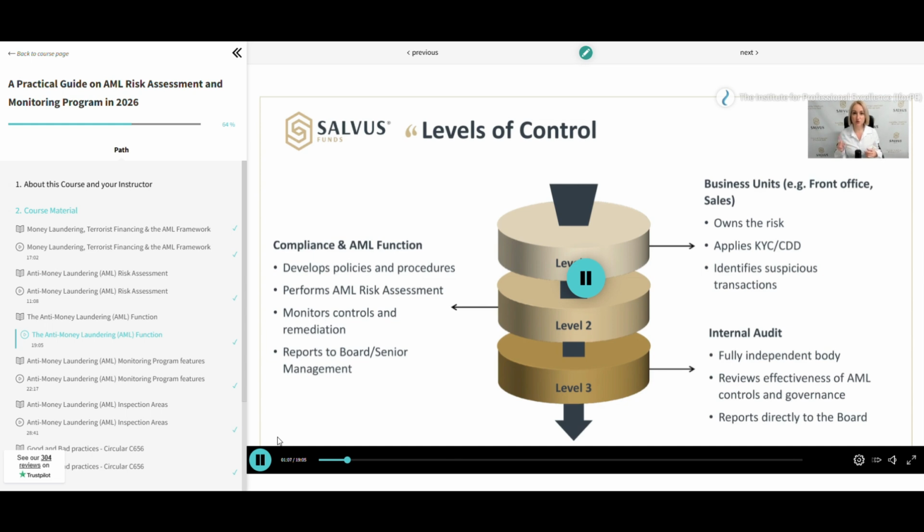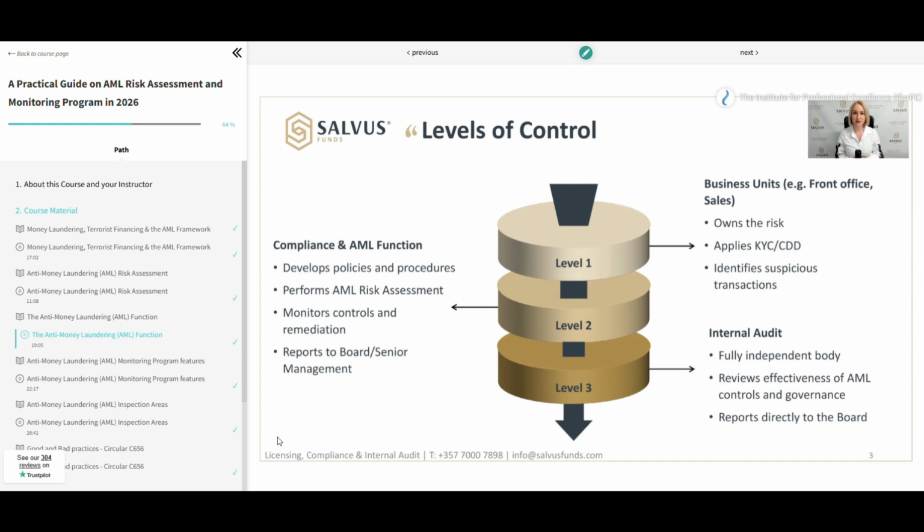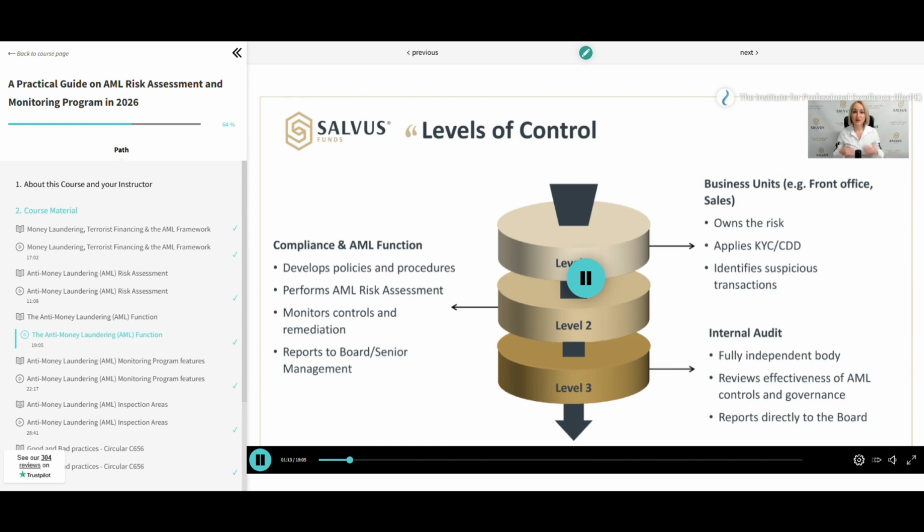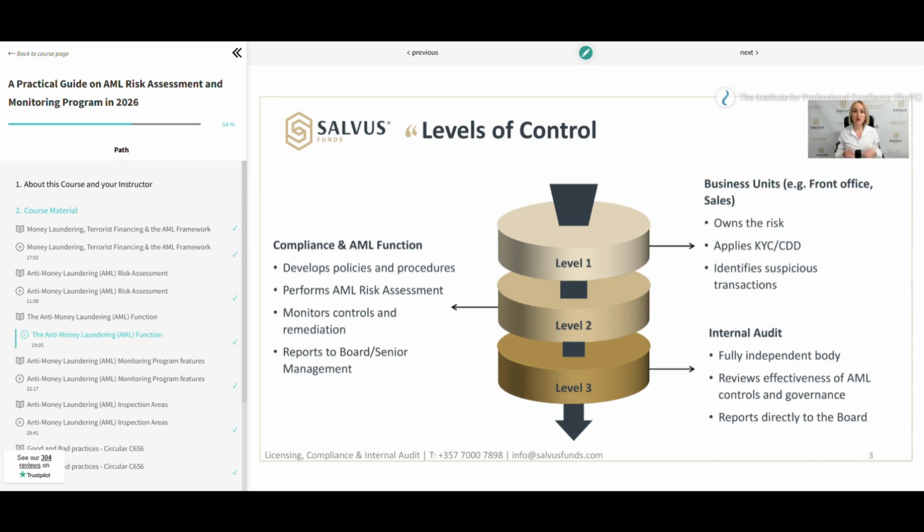The AML control framework is structured around three levels of control. Level 1 includes the business units such as front office and sales. These business units own the risk, apply KYC and CDD, and identify suspicious transactions. Level 2 includes the compliance and AML function. This level develops policies and procedures, performs the AML risk assessment, monitors controls and remediation, and reports to the board and senior management. Level 3 is internal audit. Internal audit is a fully independent body, reviews the effectiveness of AML controls and governance, and reports directly to the board. This structure helps separate ownership, monitoring, and independent review.